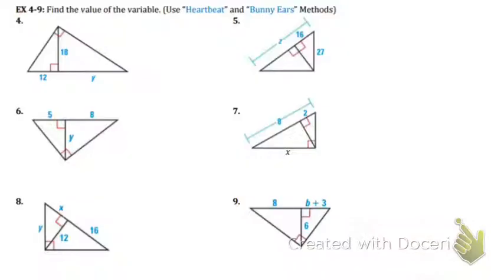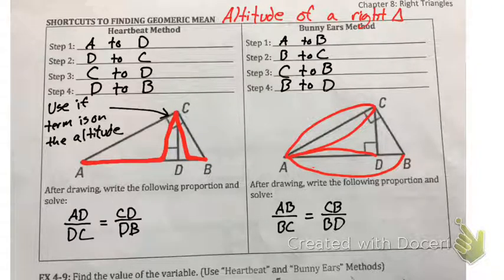Let's see why these are important. But when do you use that one? You're going to use that one pretty much anytime you're not going to use the heartbeat. So it's where the numbers are. If you see a bunch of numbers along here and up this route, you're going to use the bunny ears. If you see it on the altitude, you're going to use the heartbeat method.